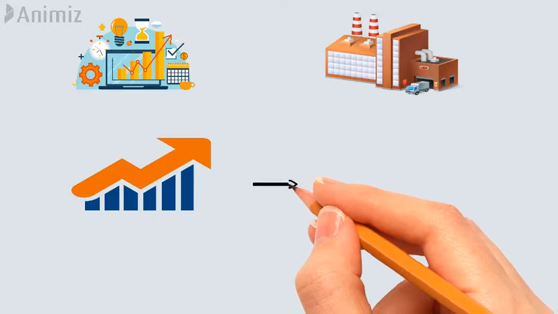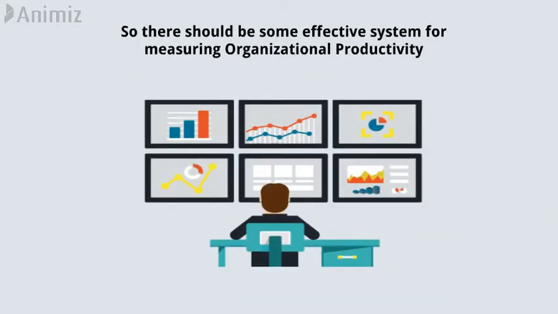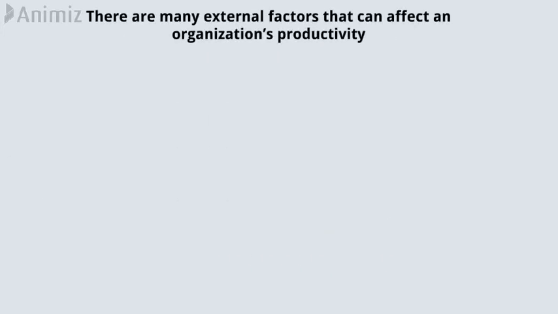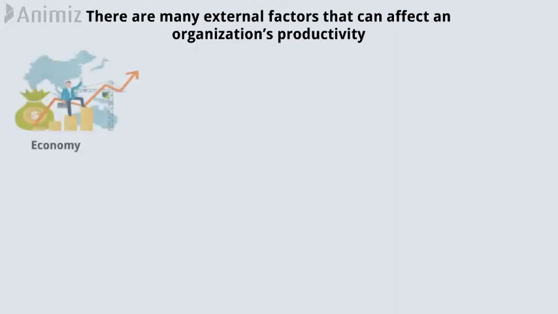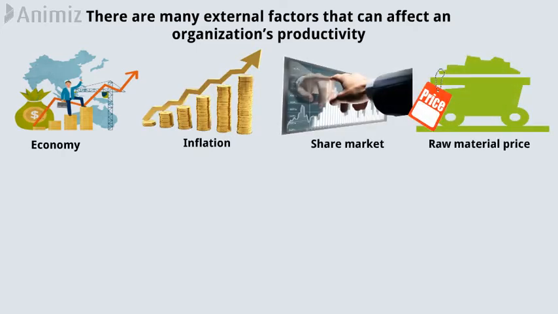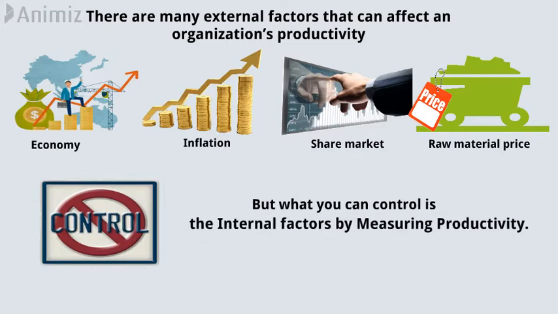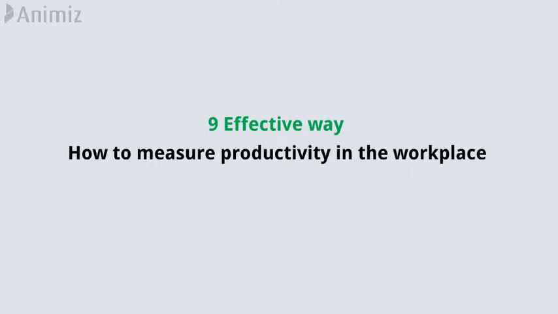Improving productivity is the key to improving revenue. So there should be some effective system for measuring organizational productivity. As you know, there are many external factors that can affect an organization's productivity, like the economy, inflation, share market, raw material price, etc. You can't control that, but what you can control is the internal factors by measuring productivity. So in this video, I am going to discuss 9 effective ways how to measure productivity in the workplace.